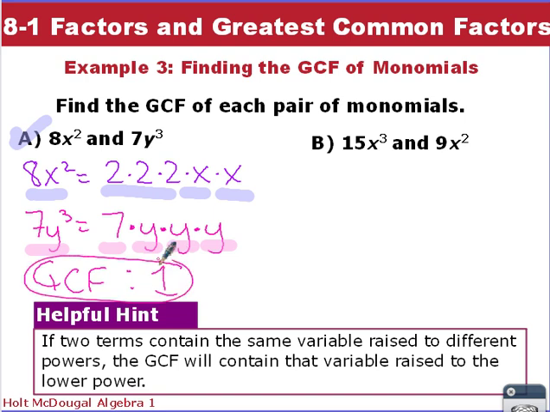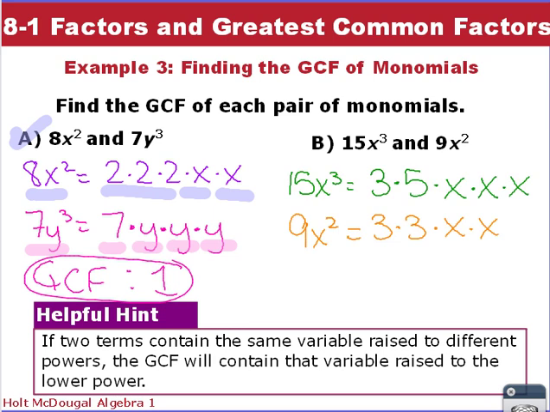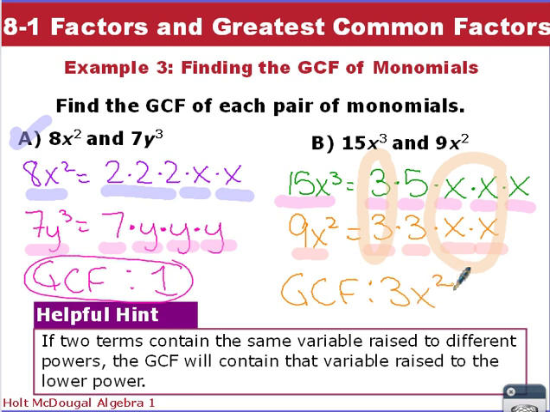Now for B, let's work through B. Set out the prime factorizations: 15x cubed is 3 times 5 times x times x times x. And for 9x squared, we get 3 times 3, and then x times x. So let's identify which ones of those factors both of these have. Both have a 3, and they both have 2 x's. So our greatest common factor is going to be 3x squared. They each have a 3, and they each have the 2 x's in there.